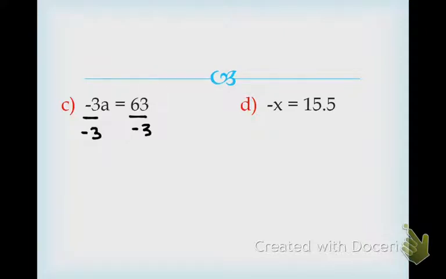Because I'm trying to get rid of the multiply by negative 3. And the opposite of multiplying by negative 3 is dividing by negative 3. So you don't use the positive. You don't use a positive 3 because you have to divide it by itself.